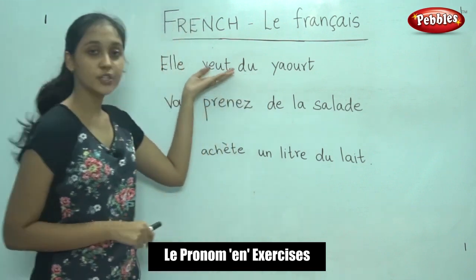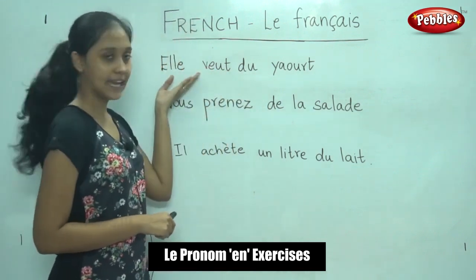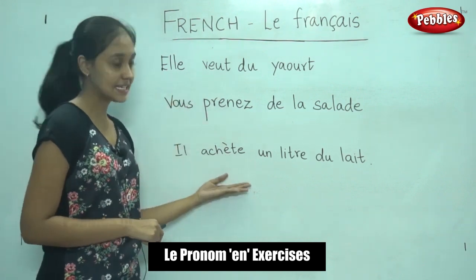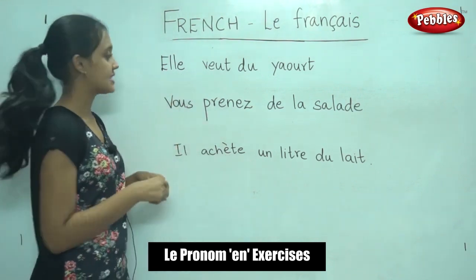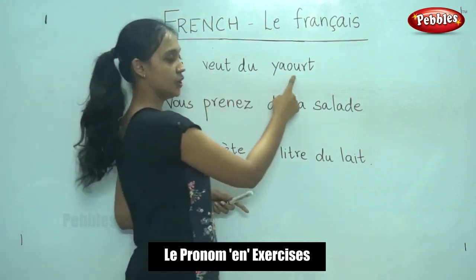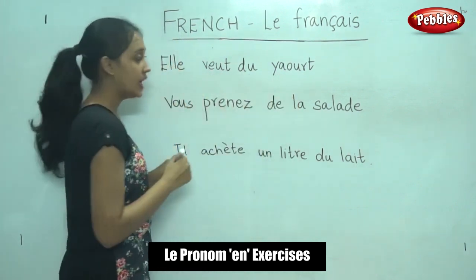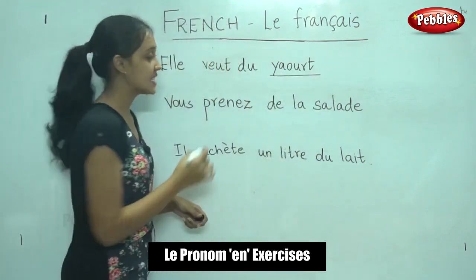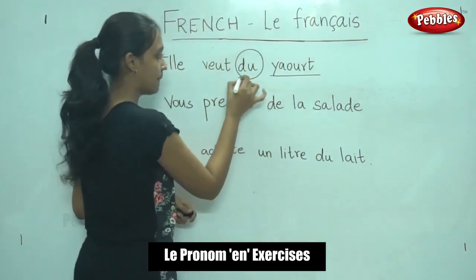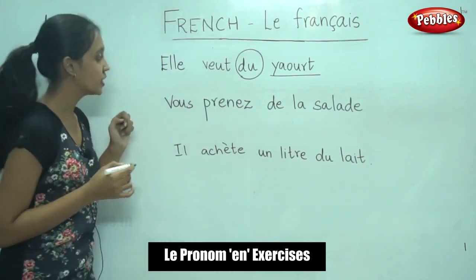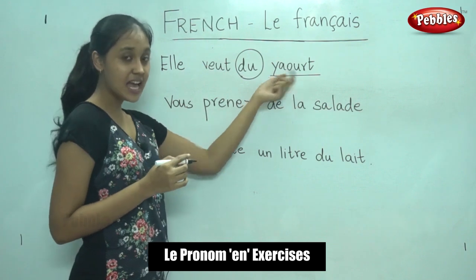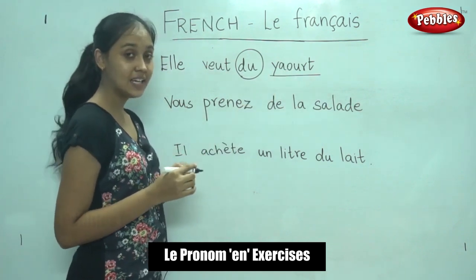Now we are going to use the pronoun en in these sentences. I have given you 3 sentences. The first sentence is Elle veut du lait. Now we are going to replace this noun. It is introduced by a partitive article. So we would replace this with en, and where do we place en?